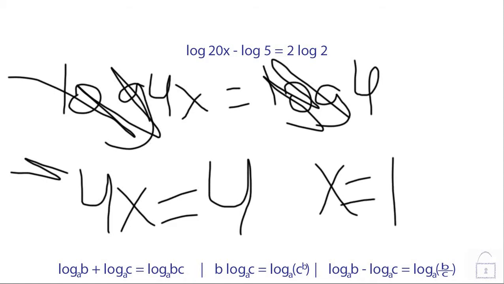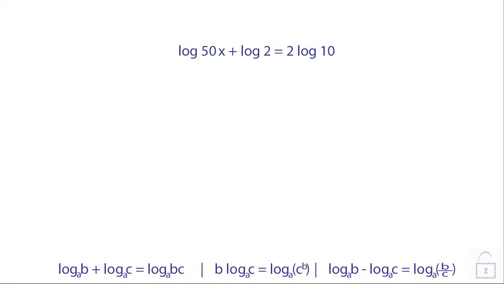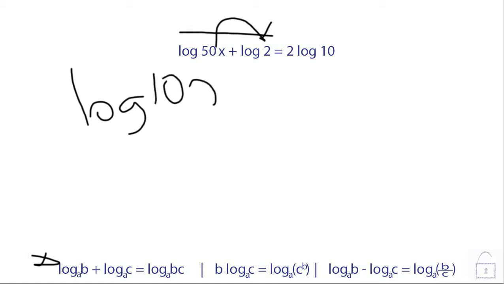Now looking at the second problem, we have log 50x plus log 2 is equal to 2 log 10. And again, we're going to split this up into 3 different parts. Looking at the left side, we have log 50x plus log 2. And this is our first log rule. So we just multiply 50x by 2 and we get log of 100x. And that's all the way simplified.